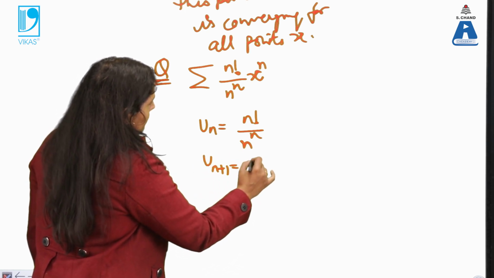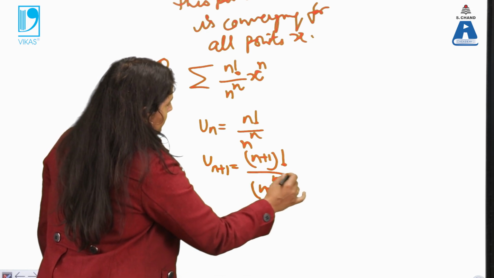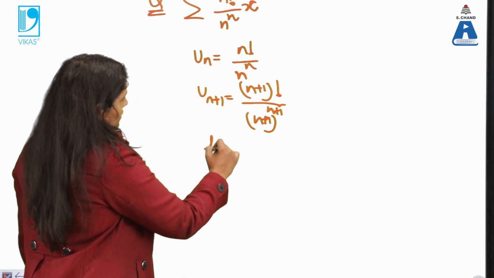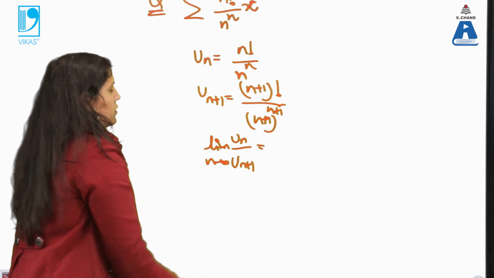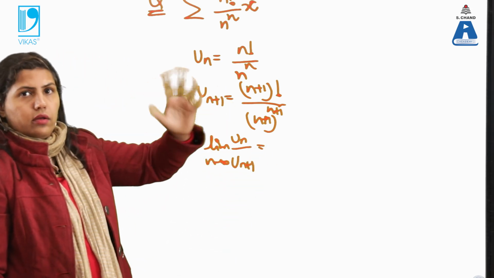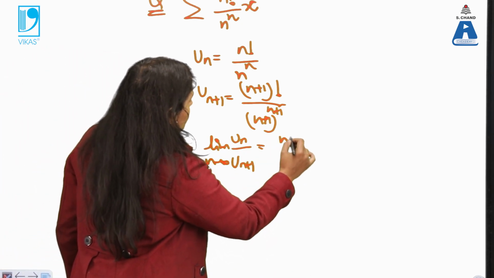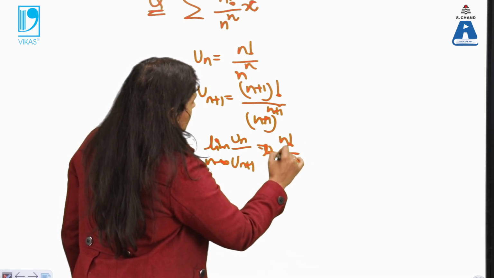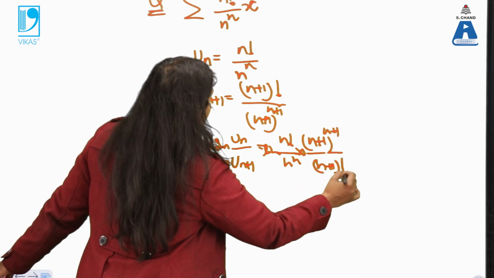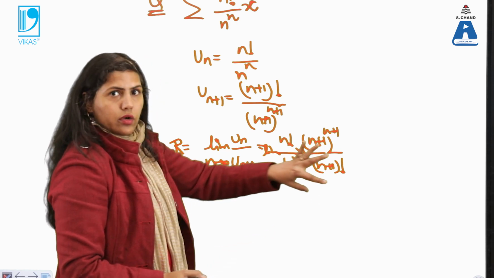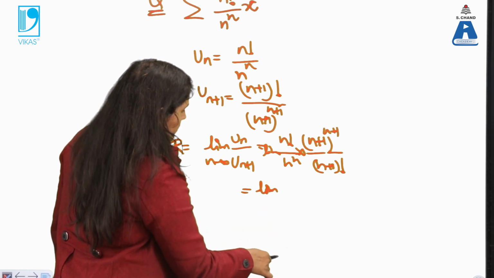So, u(n+1) will be (n+1) factorial upon (n+1) whole power (n+1). Take the limit and be careful that un will be on the top, because this is how I am applying the formula. If you change it, then the radius of convergence concept also has to change. This is our value: n factorial upon n to the power n, limit, into (n+1) factorial. I have reversed the u(n+1) term because it is in the denominator and it gets reversed. Take the limit carefully.